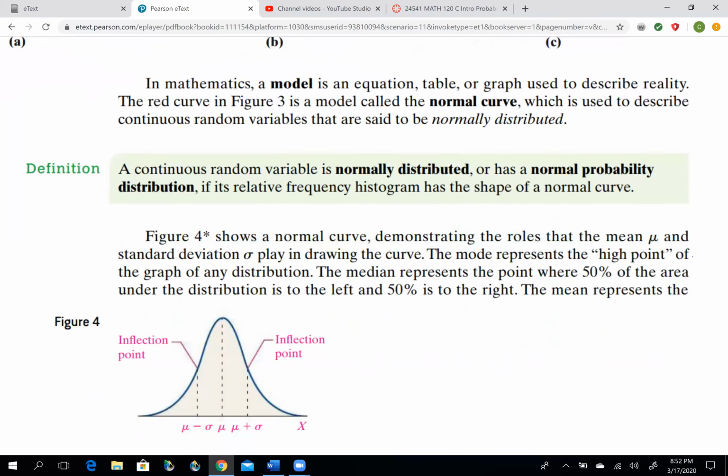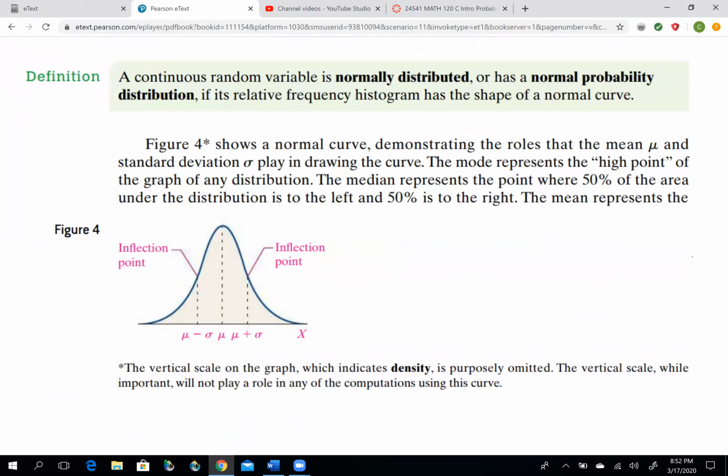So again, guys, if it has a normal curve, that means it's a bell shape. Remember, guys, make sure you understand this. If I draw a line, and then this is a bell shape, oops, sorry.